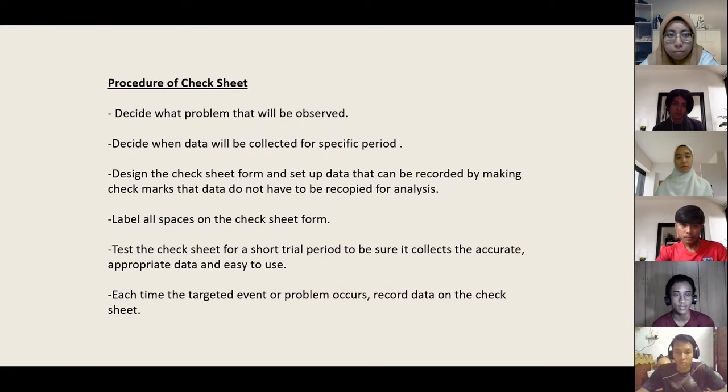So there are several procedures of check sheet. The first one is decide what problem will be observed. Next, decide when the data will be collected for a specific period. Design the check sheet form and set up data that can be recorded by making check marks so that data do not have to be recopied for analysis. Label all spaces on the check sheet form and test the check sheet for a short trial period to be sure it collects accurate, appropriate data and make sure it is easy to use. The last one is each time the targeted event or problem occurs, record it on the check sheet.